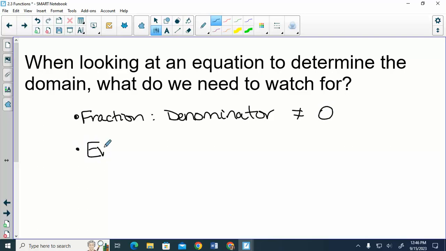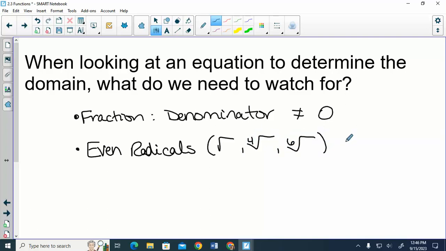The other thing we need to worry about are even radicals. By even radicals, I mean like a square root, 4th root, 6th root, and so on. In those, the radicand, which is the thing under the radical, has to be greater than or equal to 0. Is that okay?